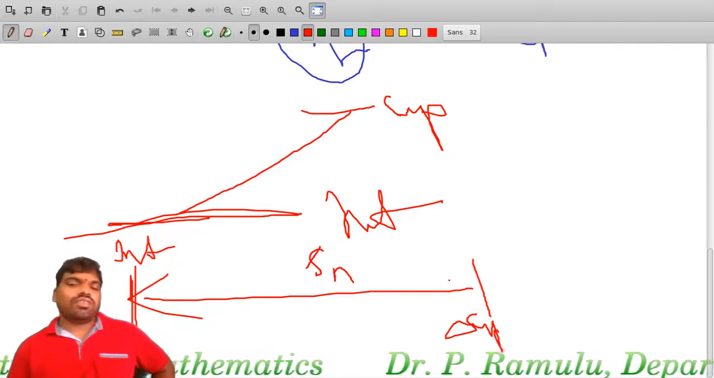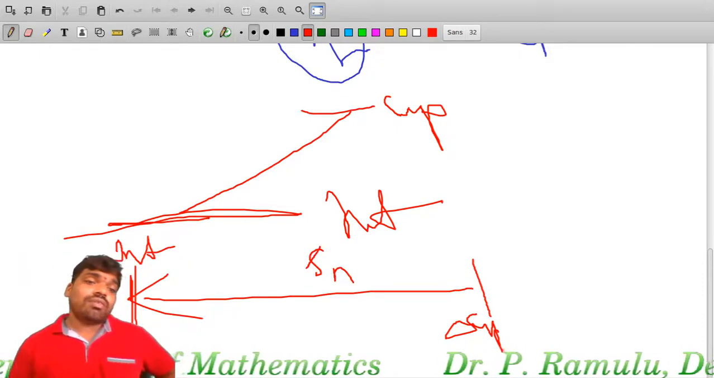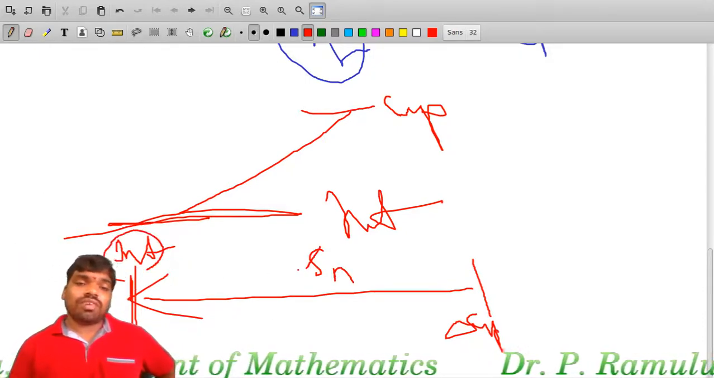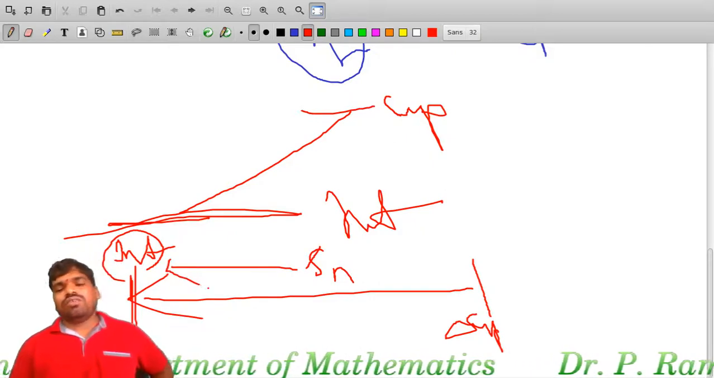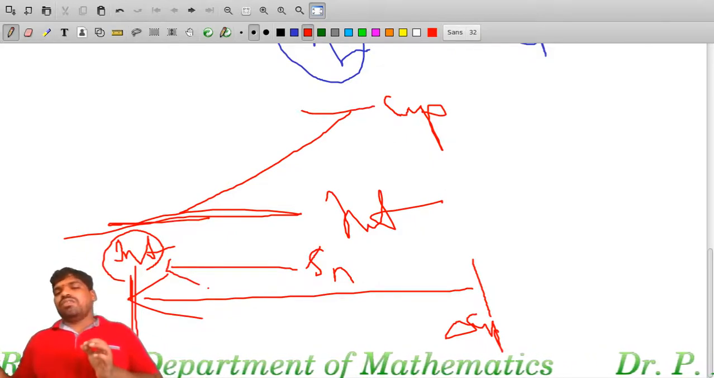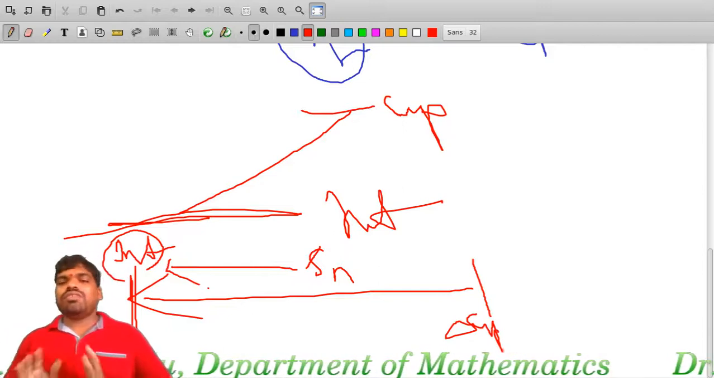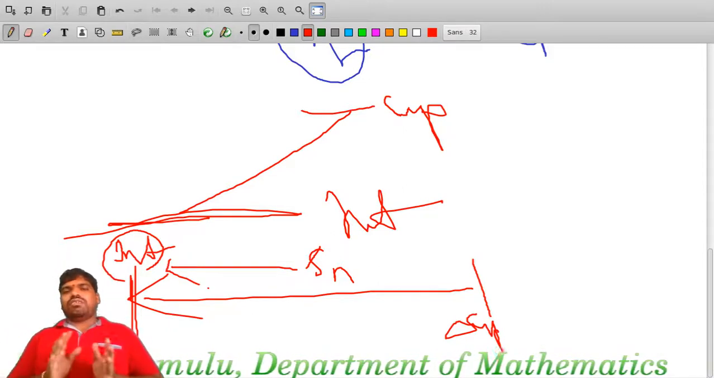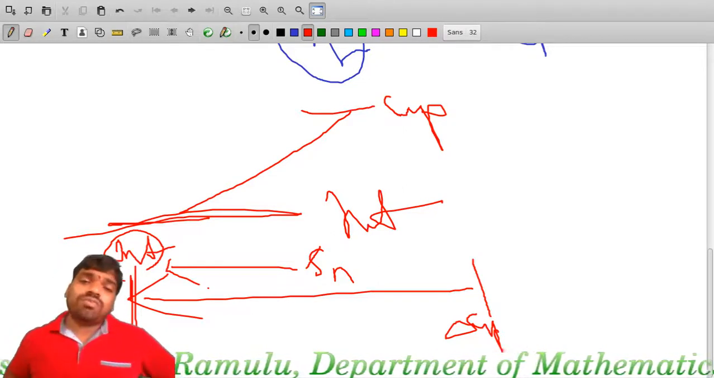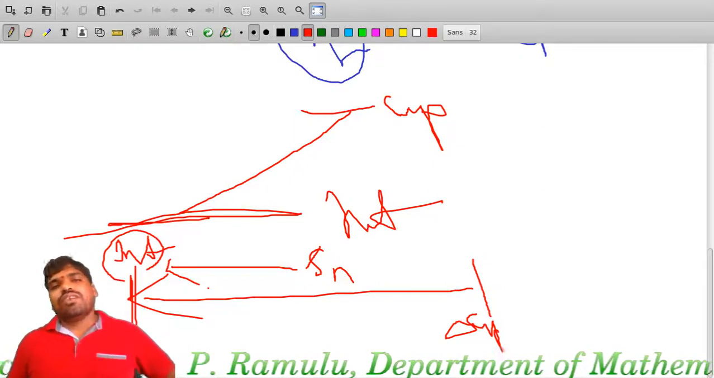Right, infimum Sn. If Sn goes to the infimum and it is bounded below, then it has the infimum, so it converges to this value, right? So a decreasing sequence converges to the infimum, and an increasing sequence converges to the supremum. This thing you have to understand, right? So this is very important. Now I am going to prove this theorem, right?